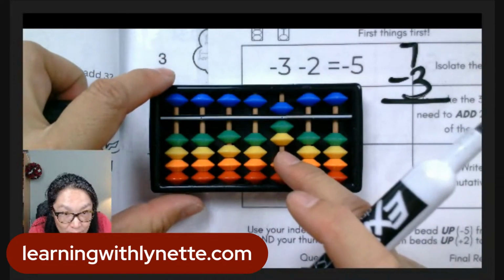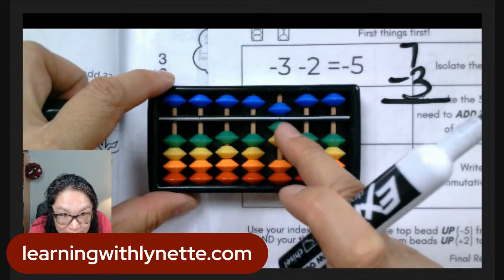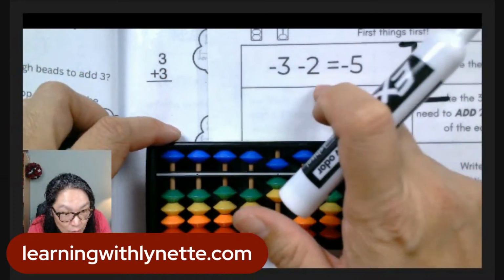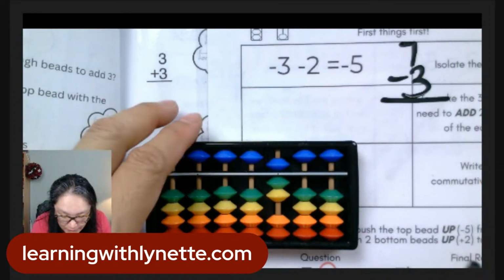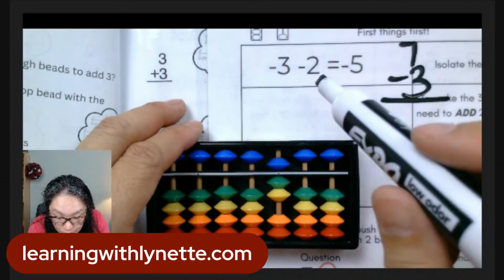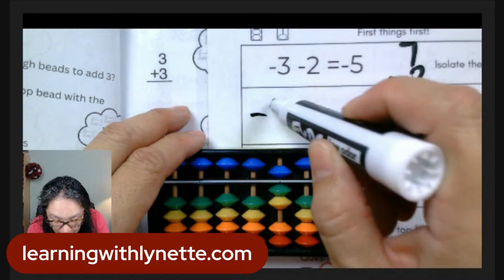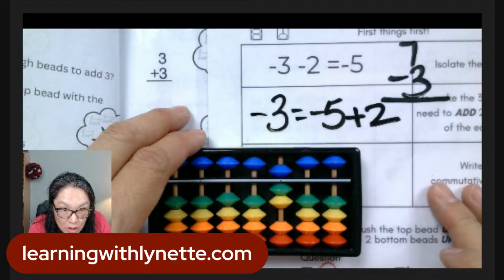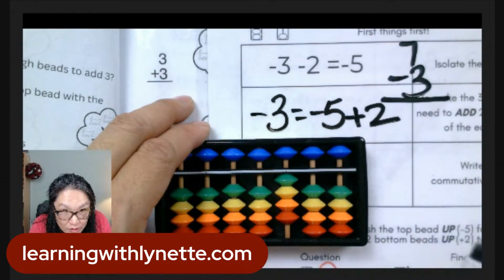So when you look, I want to minus the 3. I don't have enough beads to take away the 3. So what do I do? I go back to this concept. I go back to this formula. Minus the 3 is equal to minus the 5. Notice this is not balanced. It will be plus the 2. So I'm going to minus the 5. I'm going to add the 2. So my final answer is 4.